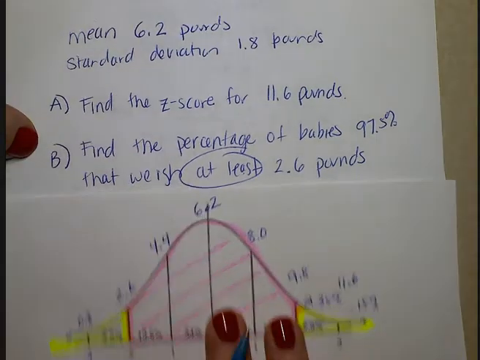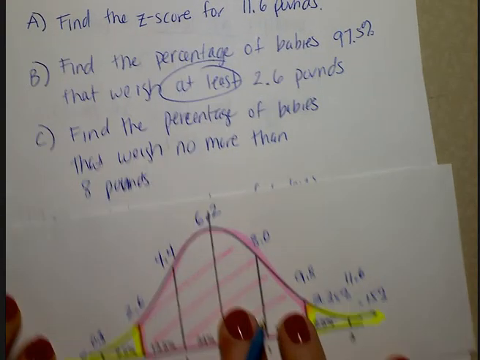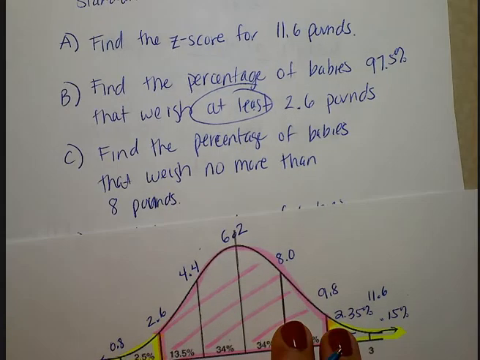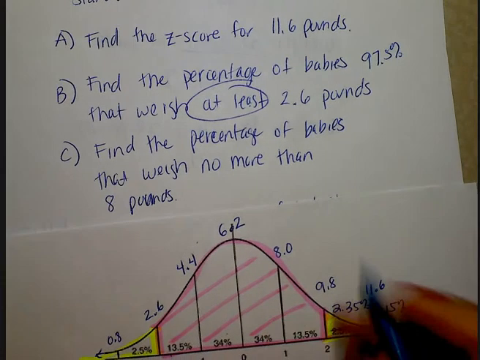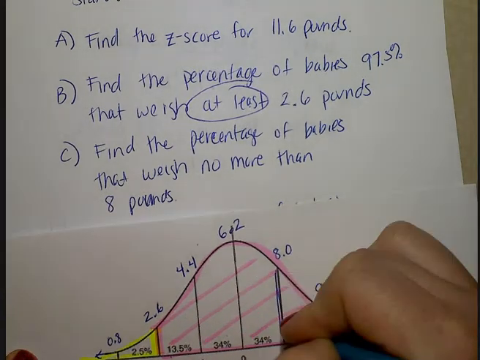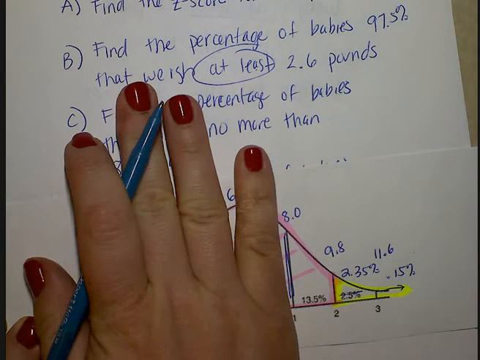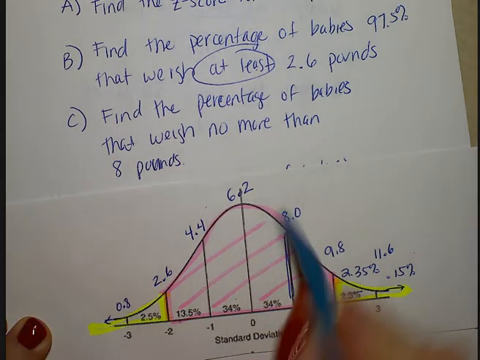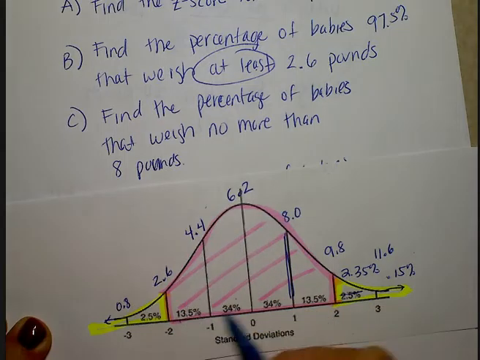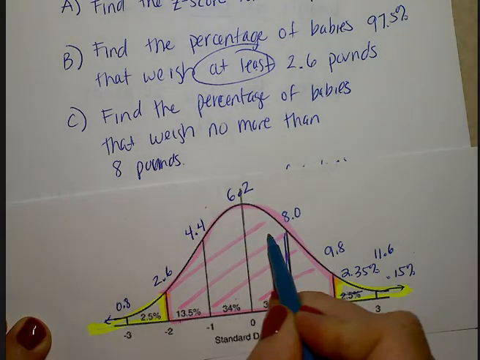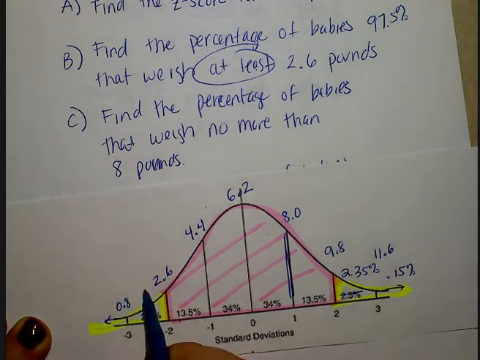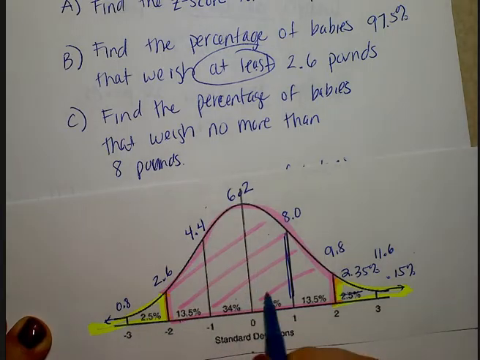Okay. Going on to part C. Find the percentage of babies that weigh no more than 8 pounds. So here's your 8 pounds. No more means everything that's less than it, or could say less than 8 pounds. So I want to add up everything here. This is not a complete 95 percentile. So I'm going to add up 2.5, 13.5, and 34, or 68.